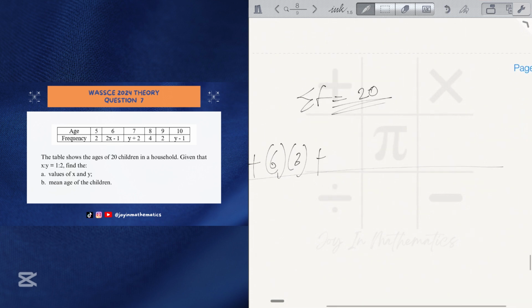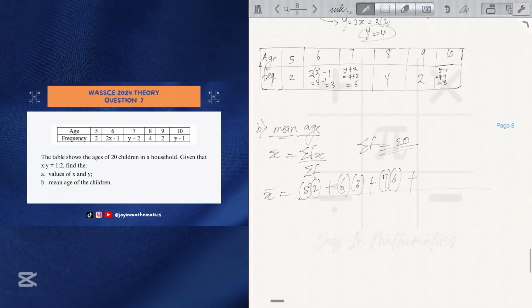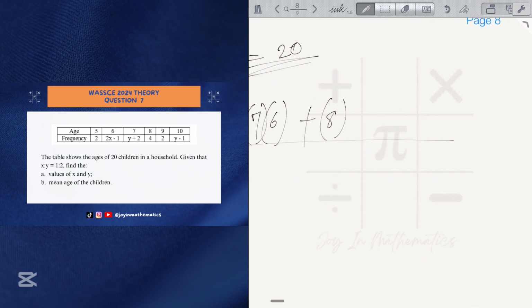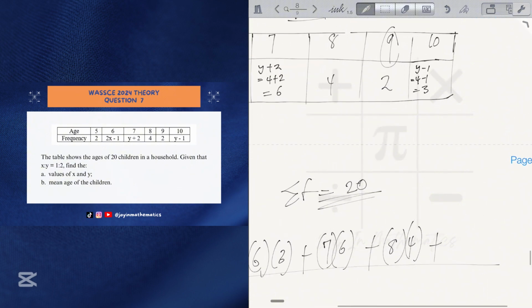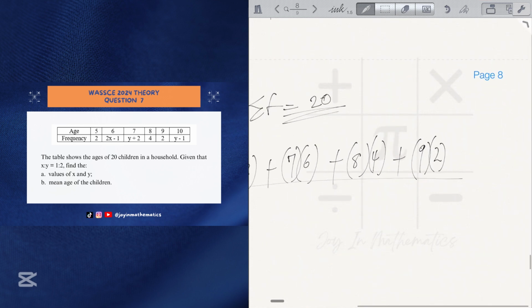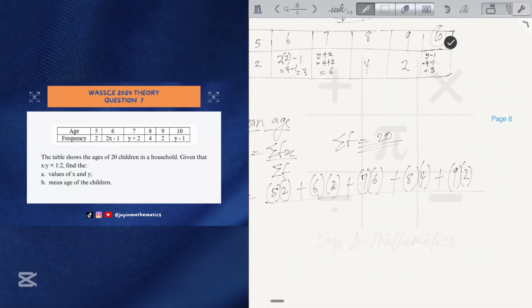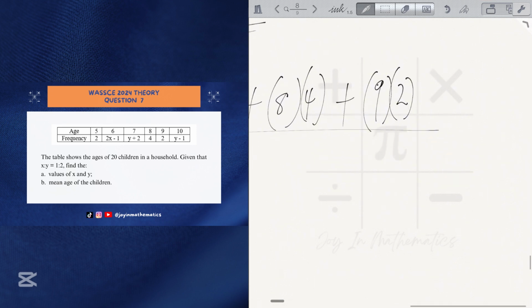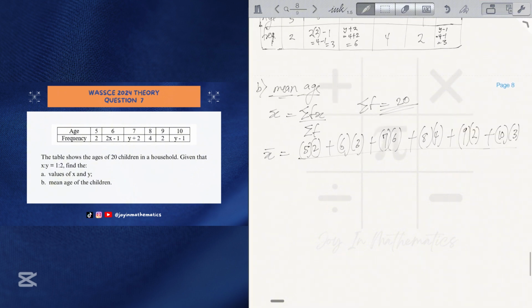Okay, let's manage the space. 7 multiplied by 6. Moving on, we will have 8 multiplied by 4. Proceeding on, we have 9 multiplied by 2. And finally, we will have 10 multiplied by 3. And summation f, which is the number of children, is equals to 20.